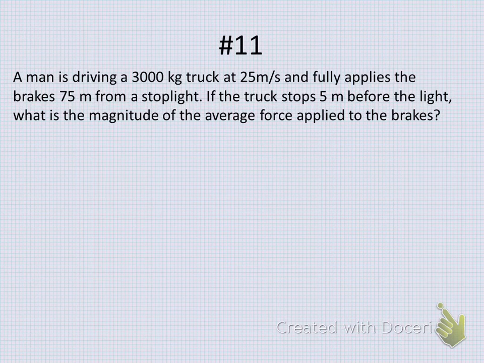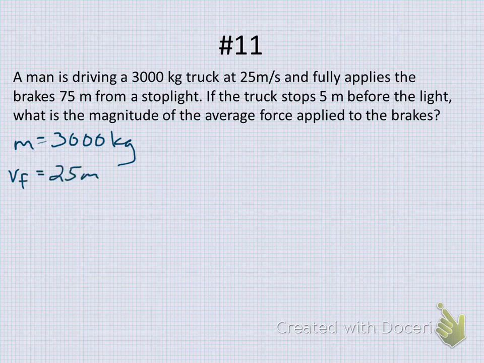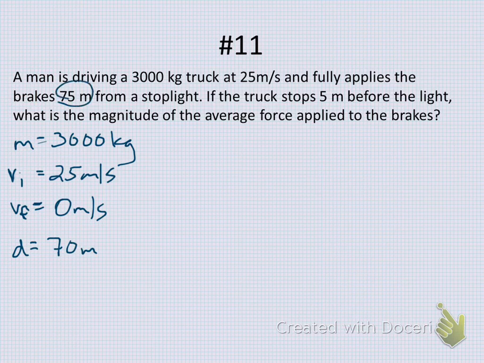All right, and wrapping it up with our last problem, number 11, we have a 3,000 kilogram truck. It has an initial velocity of 25 meters per second. Fully applies the brakes until it comes to a stop. So, I'm sorry, I just wrote that backwards. I said initial, but I wrote final. An initial velocity of 25 and a final velocity, coming to a stop, of 0 meters per second. And we have a displacement of 70 meters because 75 minus 5 meters before the light is going to give us a displacement of 70.